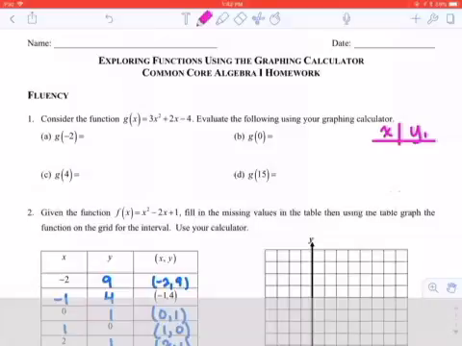Here is a quick screencast of our homework assignment for today. Hopefully you do have your calculator with you because that's going to make it easier for you to do these problems. But I'll also explain how you could do them without a calculator.